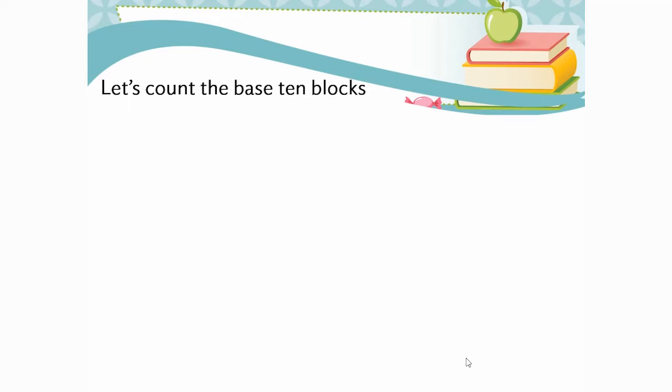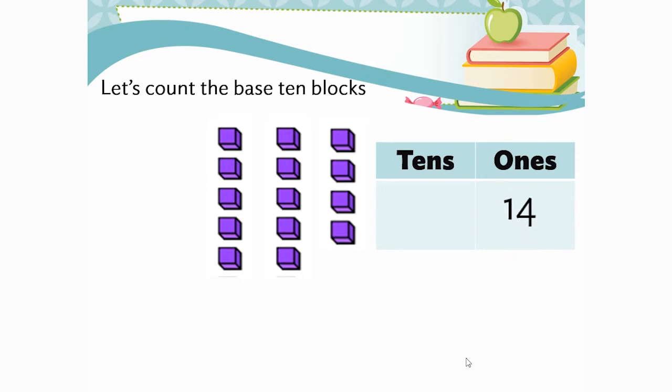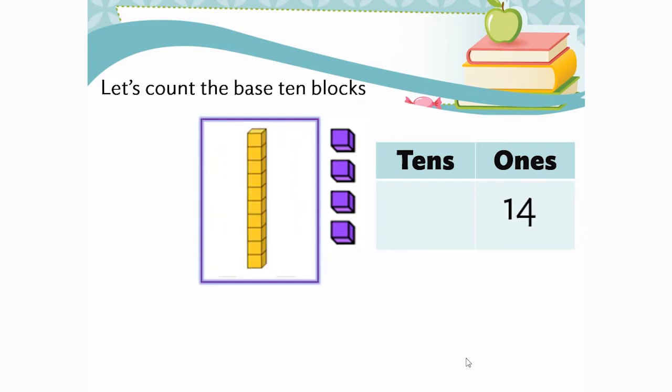So let's count these base 10 blocks. 1, 2, 3, 4, 5, 6, 7, 8, 9, 10, 11, 12, 13, 14. If I look at my chart, I see I have tens and ones. We counted 14 ones, so that's what it looks like. But I see that I could group 10 of those together, and then I would have one group of 10 and 4 ones.